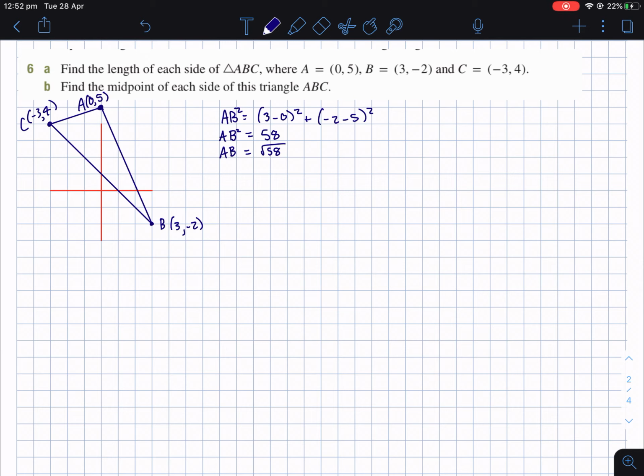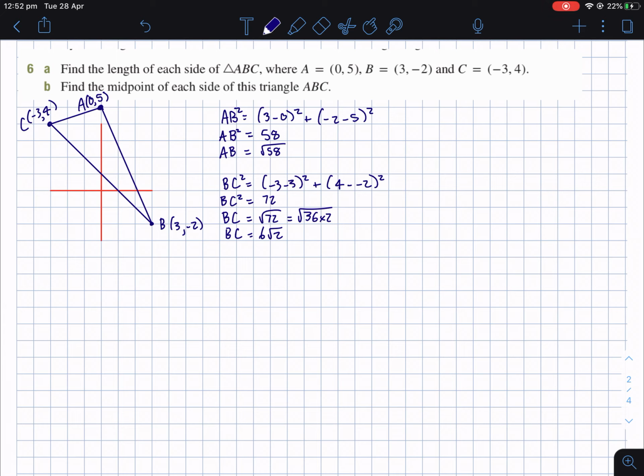That's it. Okay, BC. So I've got -3 take 3 squared plus 4 take -2 squared equals 72. I always forget to put the square on that, and I'm worried that will lead me one day to forget to take the square root of it. So BC is root 72. Are there any nice square numbers? 72 divided by 16, no. Definitely not 25. 9 does, but it goes in 8 times, so there must be 36. So it's 6 root 2.